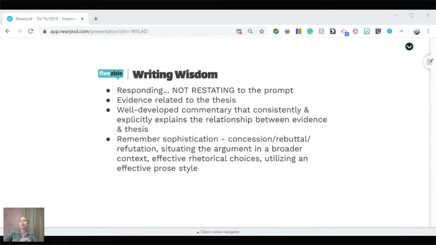And then the last thing I would remind you is the sophistication point. On the new 141 rubric, the last one is sophistication. Either you got it or you don't. So think about it. Make sure that you've got that concession. Make sure that you've got a rebuttal or refutation. Situate the argument in a broader context. Talk about the effective rhetorical choices. Use your own effective rhetorical choices as you build your response. And then have an effective prose.